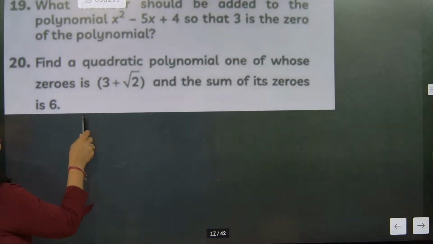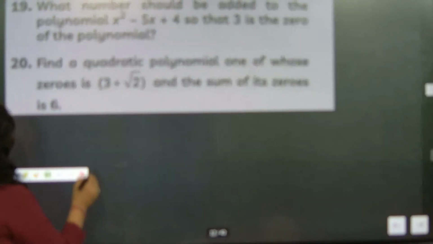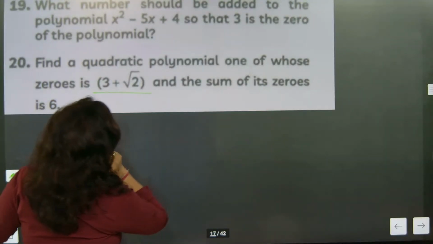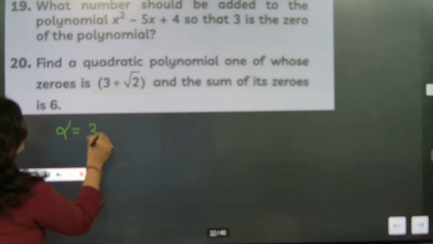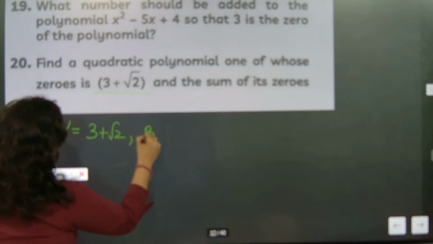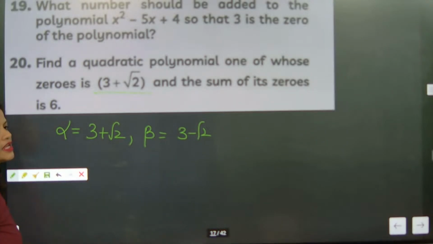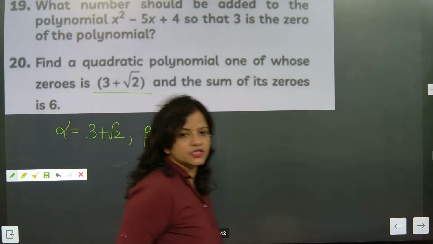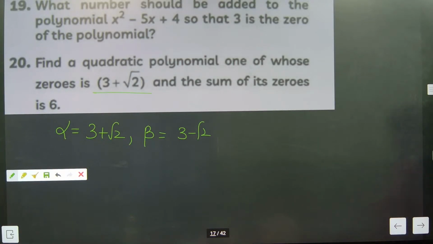So we have to frame a quadratic polynomial. Everybody start solving. If one of the zeros is this, we know its pair exists. Irrational number pair exists. So if this is there, then beta will become 3 minus this, because in a quadratic polynomial, irrational zeros always exist in pairs.